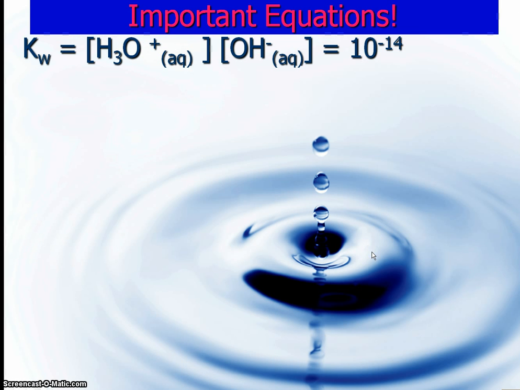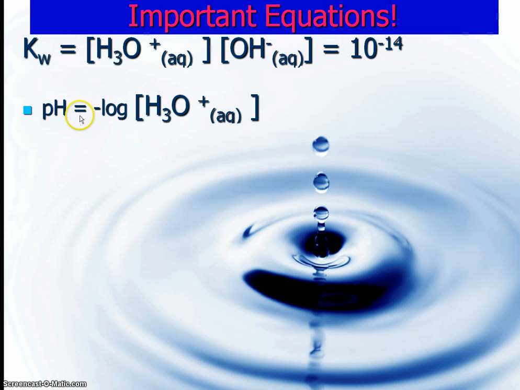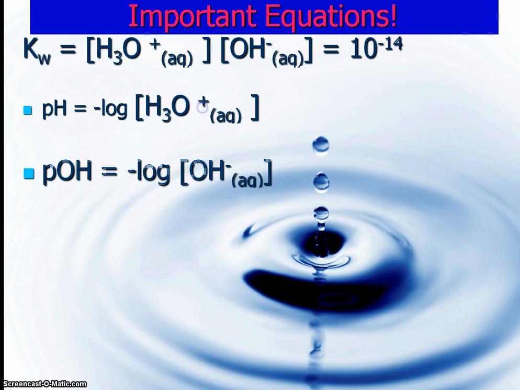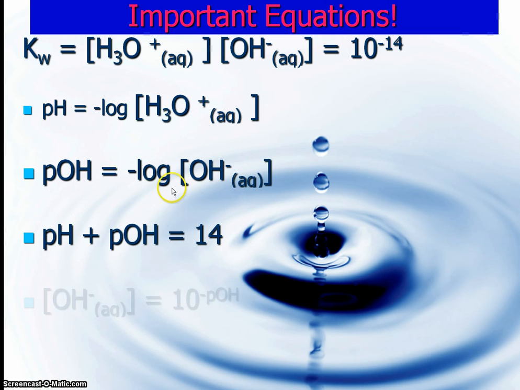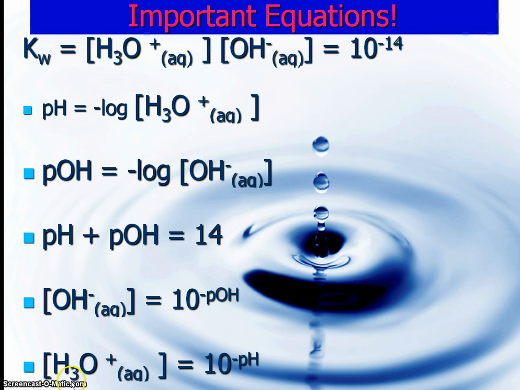Now, we use some very important equations. This Kw equals 10 to the minus 14 is very important for us because we need to be able to find out the hydroxide and the hydronium ion concentration. We also have pH is equal to minus the log of the hydrogen concentration. Now, hopefully, in your card game that you played in class, you found these equations, so these should just be review. pOH is minus the log of the concentration of hydroxide. pH plus pOH equals 14, and the concentration of hydroxide is equal to 10 to the minus pOH, and the concentration of hydronium is equal to 10 to the minus pH. So these are the equations that were used.